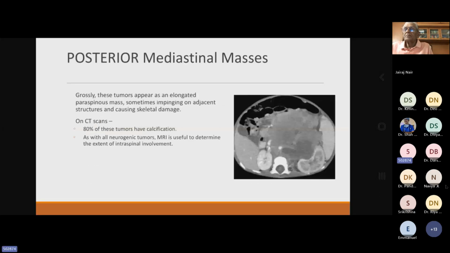Grossly, these tumors appear as elongated paraspinal masses, sometimes impinging on the adjacent structure, causing skeletal damage. On CT, 80% of these tumors have calcification. MRI is useful to define the extent of intraspinal involvement.